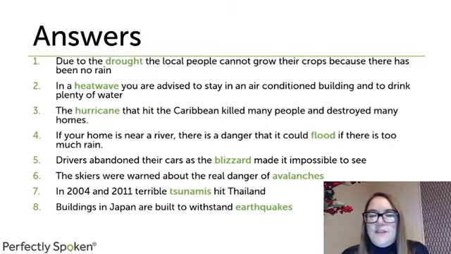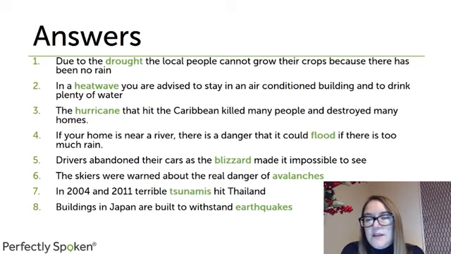Okay, so number 1, due to the drought, the local people cannot grow their crops because there has been no rain. Number 2, in a heat wave, you are advised to stay in an air-conditioned building and to drink plenty of water. Number 3, the hurricane that hit the Caribbean killed many people and destroyed many homes. Number 4, if your home is near a river, there is a real danger that it could flood if there's too much rain. Number 5, drivers abandoned their cars as the blizzard made it impossible to see.